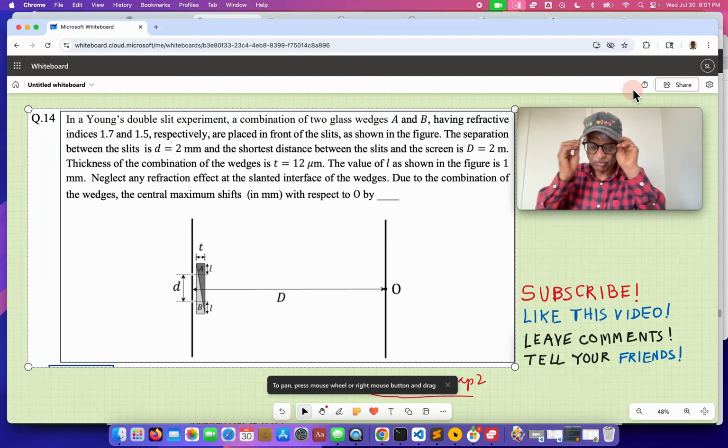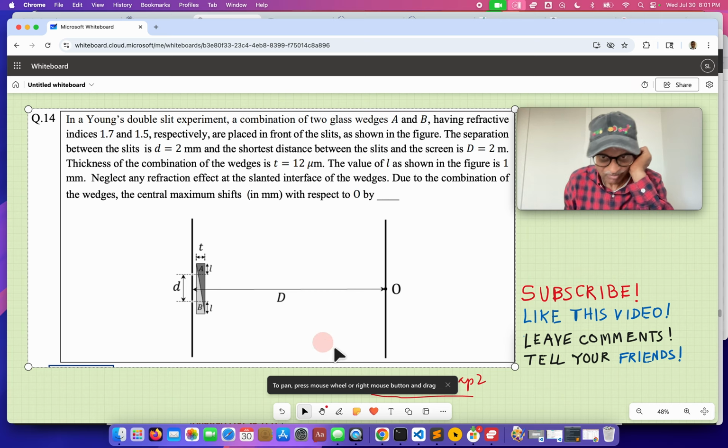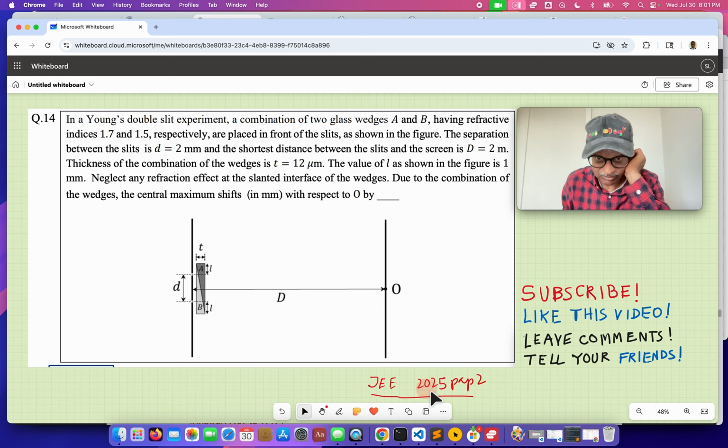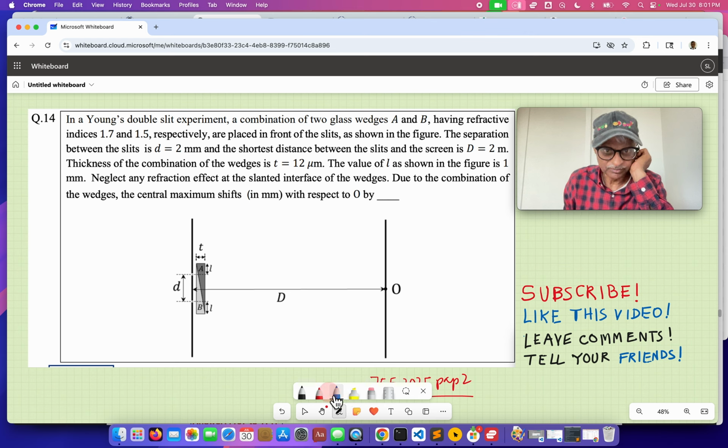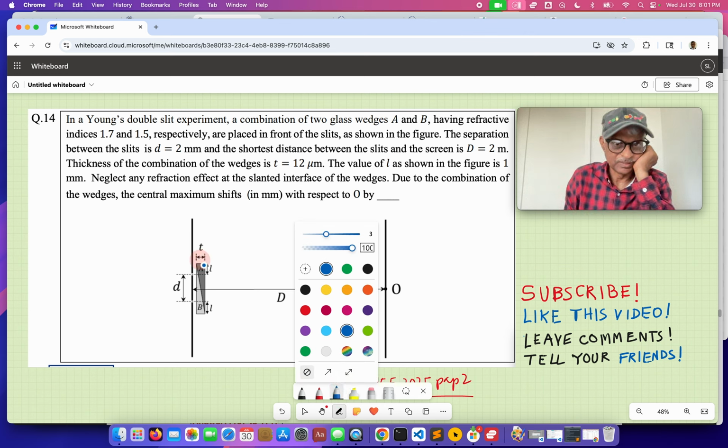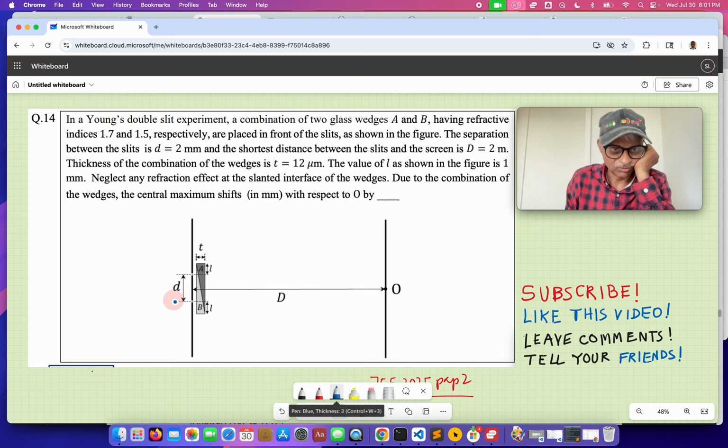To another problem session. We're up to question 14 in paper 2. Let's read this. This is actually a very standard problem, but it can be confusing because of this little prism over here, a slide over here. So we'll have to blow it up to actually look at what's going on.